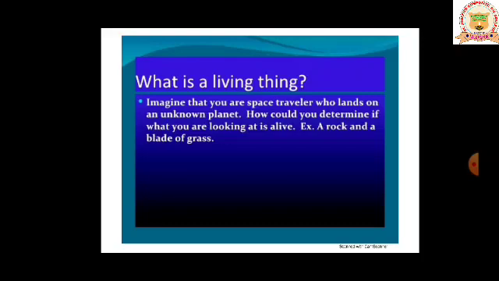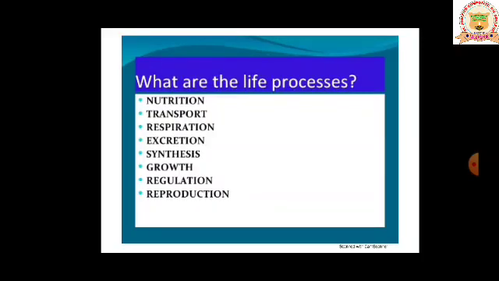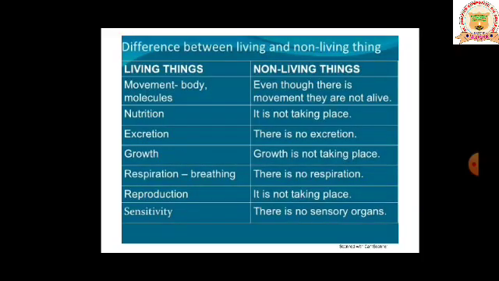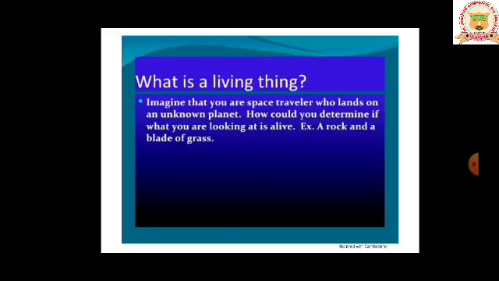Imagine that you are a space traveler who lands on an unknown planet. How could you determine if what you are looking at is alive? For example, a rock, a blade of grass, etc. Whenever you look at these kinds of things, you have to know by the characteristics which I showed you before, the characteristics of living and non-living things. Living things will move, they will reproduce, they go for nutrition, etc. And the non-living things will not move, they will not reproduce, etc. In this way, you can consider which are living and non-living things.